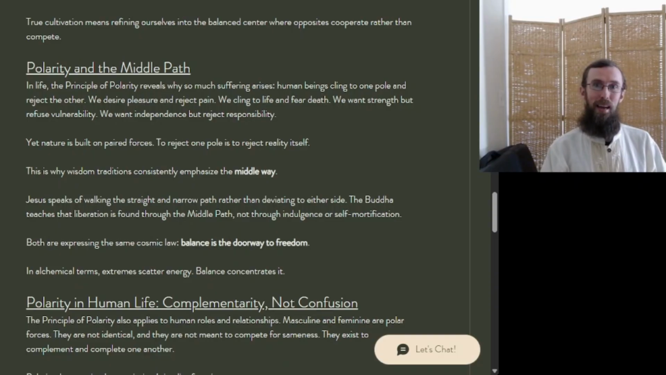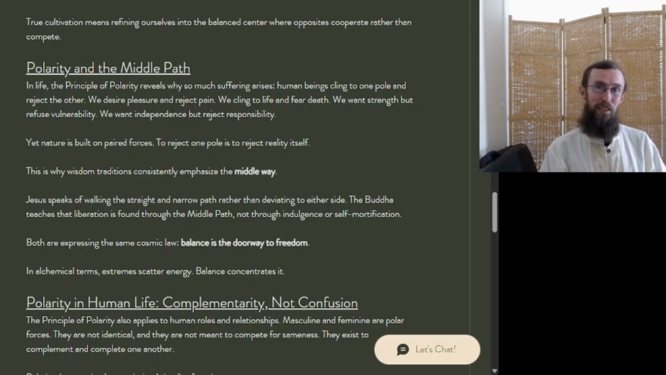Polarity and the middle path. In life, the principle of polarity reveals why so much suffering arises. Human beings cling to one pole and reject the other. We see this in so many areas. We desire pleasure, but we reject pain. We cling to life and fear death. We want strength, but refuse vulnerability. We want independence, but we reject responsibility.